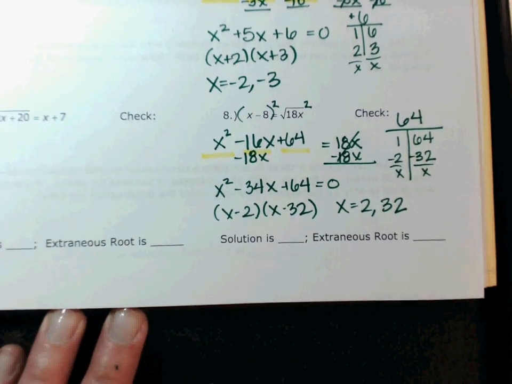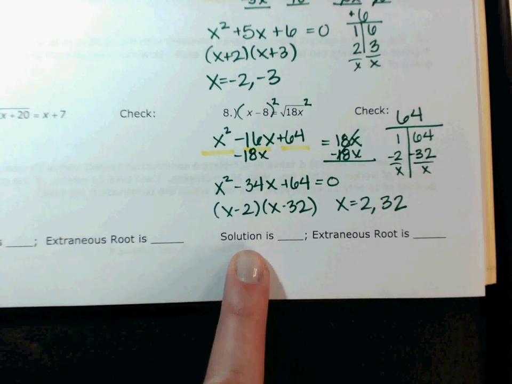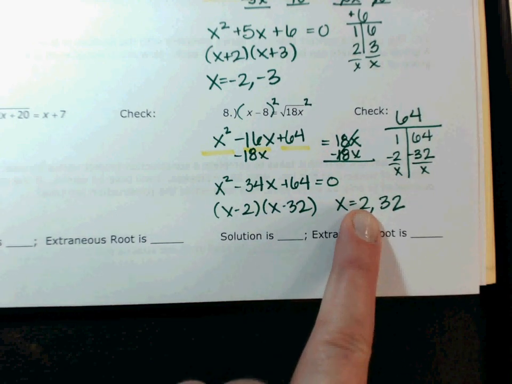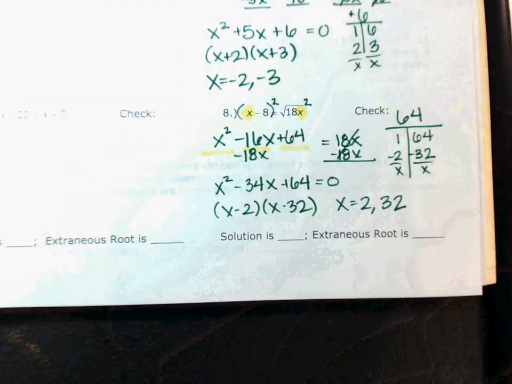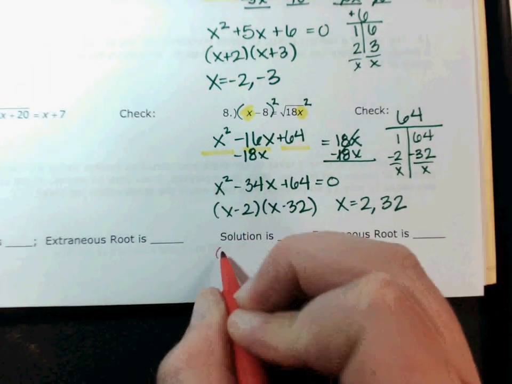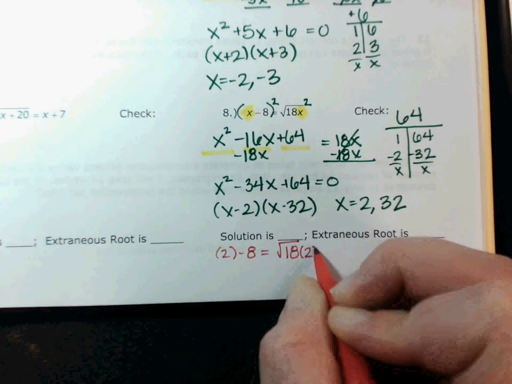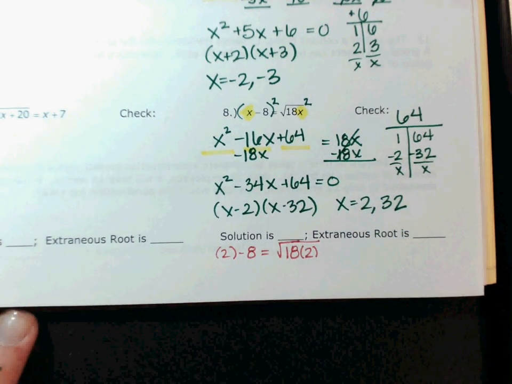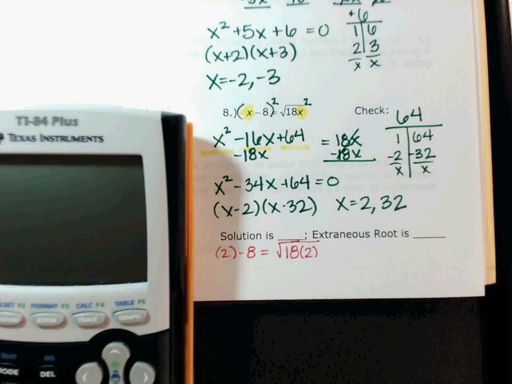Now, remember, on your CBA, it's multiple choice, so you're going to have to know which one's which. Remember, the way that you do that is by checking. So I'm going to check these down here in this little space. Let's say I want to try 2 first. When you plug in, you have to plug it into both of the x's here and here. So I'd have 2 minus 8 equals the square root of 18 times 2. And remember that if you have an x on both sides, you just need to plug in both sides to the calculator and make sure they come out to be the same. Also remember, it doesn't have to come out to be a whole number. If it comes out to a decimal, they just have to both come out to the same decimal.